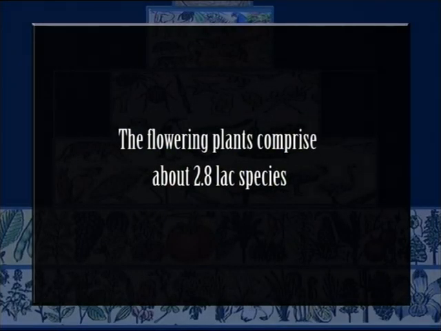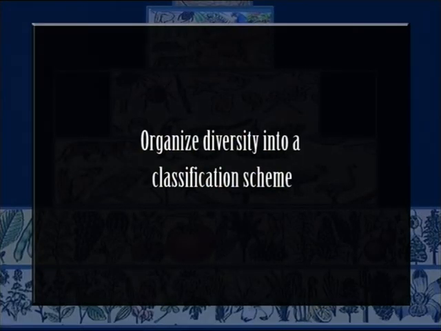It's no secret that humans like to keep things organized. If there is a system in place to keep track of things, biology is no exception. It is a lot easier to study living things if we have a system that keeps some things apart from other things. It is, for example, not possible for a person to remember all the flowering plants, which comprise about 2.8 lakh species. For better communication and understanding, it is necessary to organize this diversity into a classification scheme.